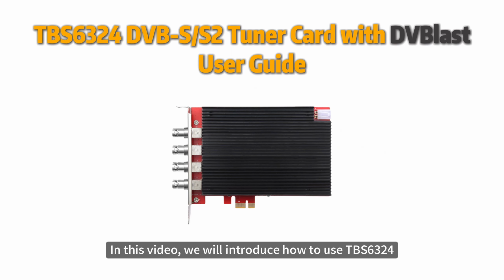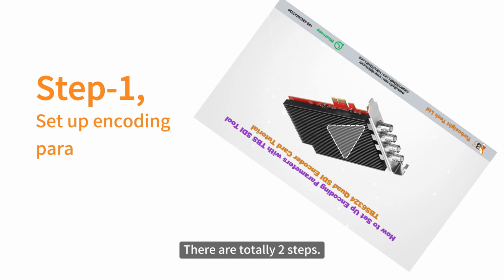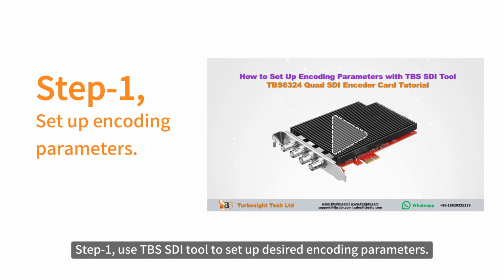In this video, we will introduce how to use TBS6324 Quad 3G-SDI PCIe encoder with software DVBlast. There are totally two steps. Step 1. Use TBS SDI tool to set up desired encoding parameters.